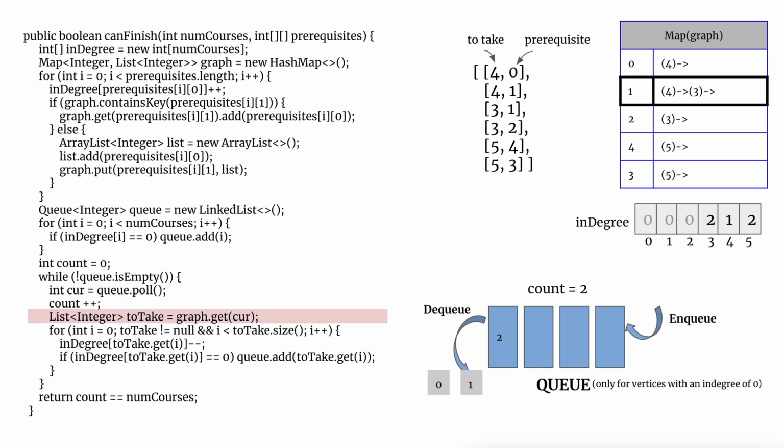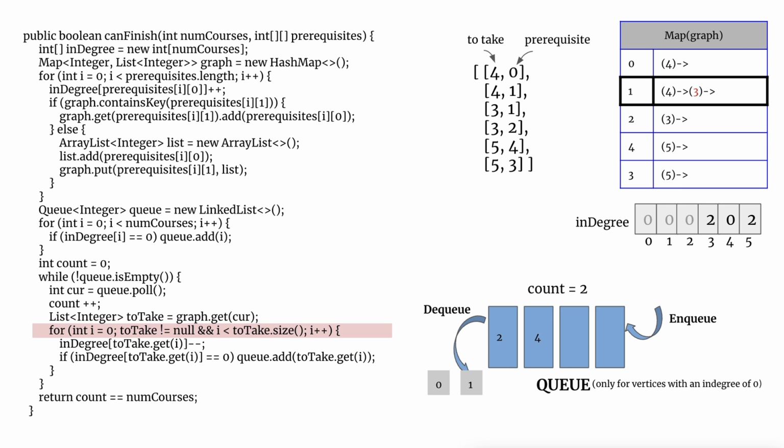Count++. We then check the hash table to see which courses are influenced by the completion of course 1. Use a for loop to iterate through this array list. Decrease course 4's indegree from 1 to 0 as it's influenced by the completion of course 1. After decreasing the indegree, we check if vertex 4's indegree is now 0. It's yes. Add vertex 4 into our queue.